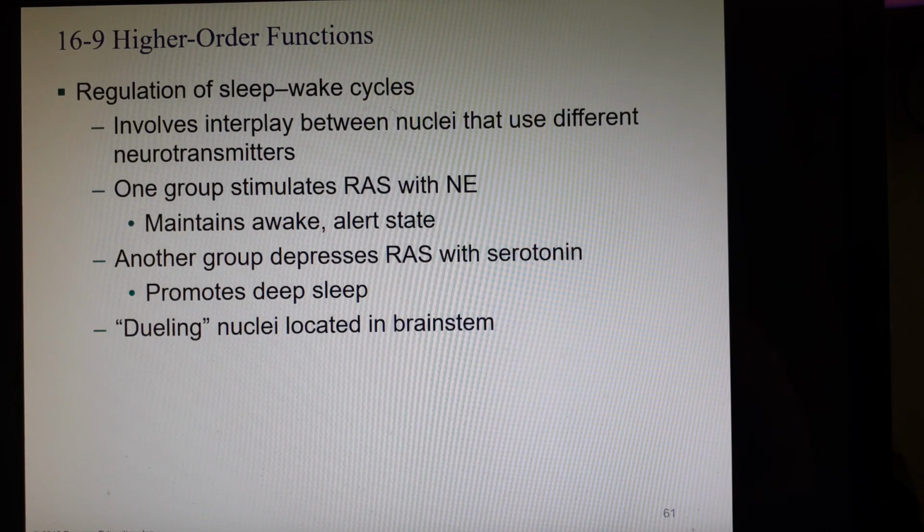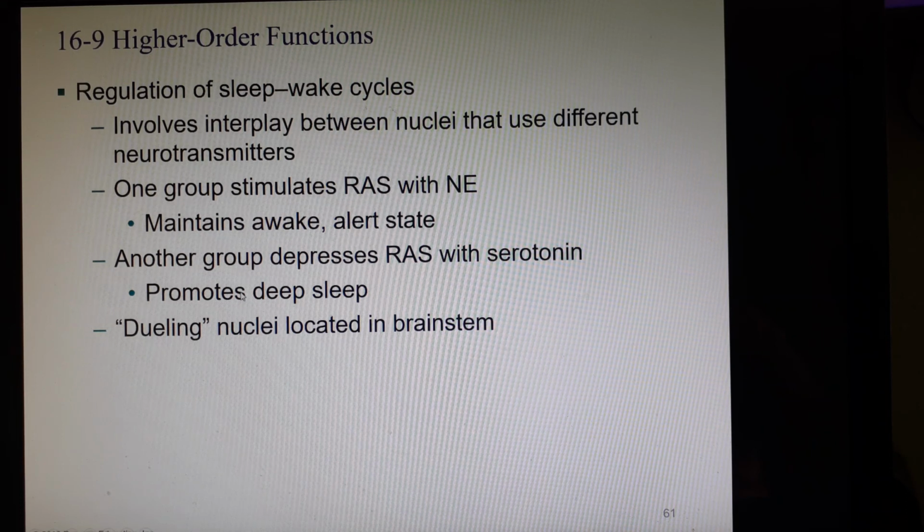Now, you use several neurotransmitters to control your sleep-wake cycles. Okay, you're going to have some that promote deep sleep. Serotonin is one. To get us into sleep, we use melatonin coming from the pineal gland. We'll learn about that in the endocrine chapter. And then serotonin keeps you asleep.